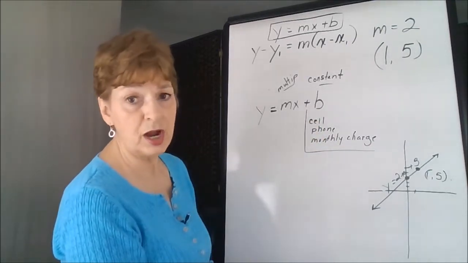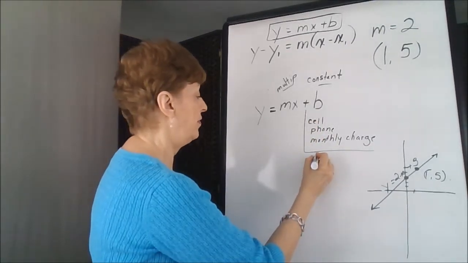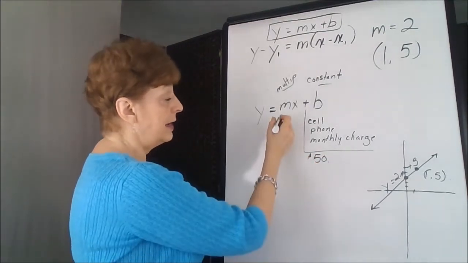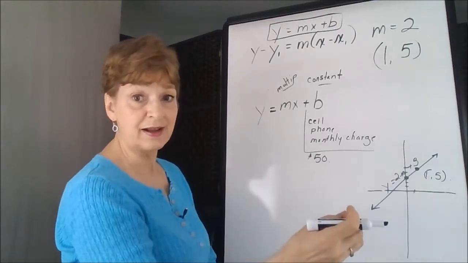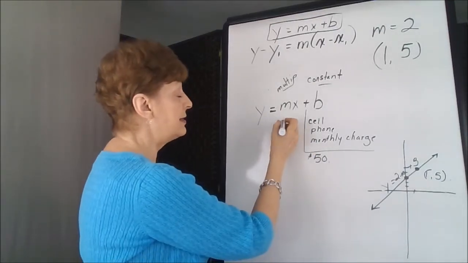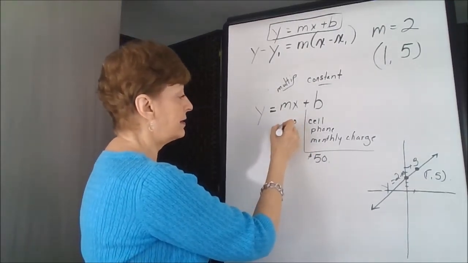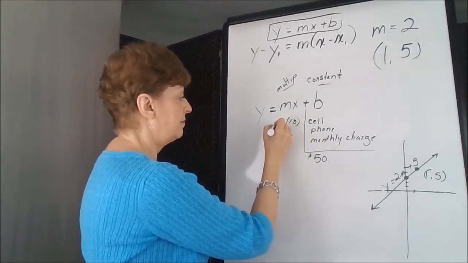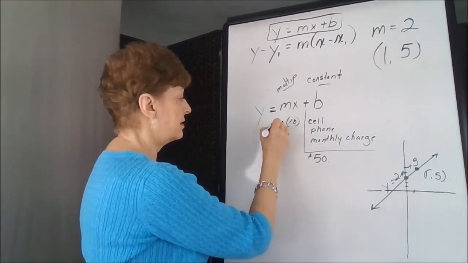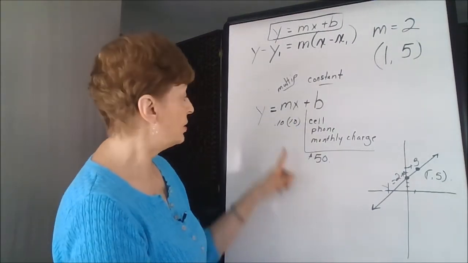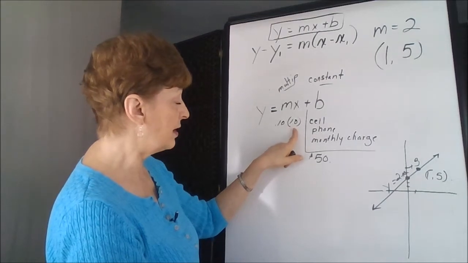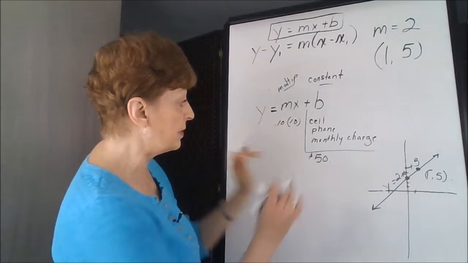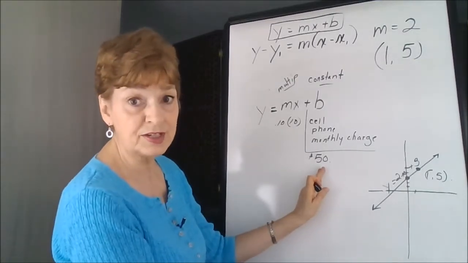You're always going to be charged, I don't know, $50 a month. Then you might get charged per text. So if you do 10 texts, you might be charged, you know, like 10 cents a charge, 10 cents. So if you make 10, that's the variable, your Y situation would change, your answer would change, but you're always going to pay the $50 every month.